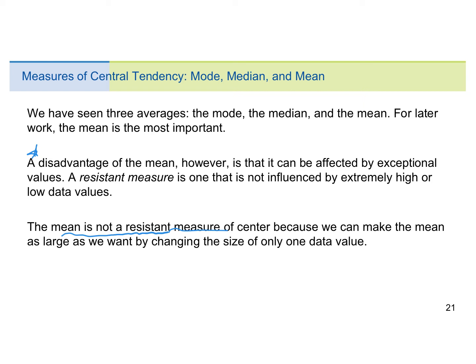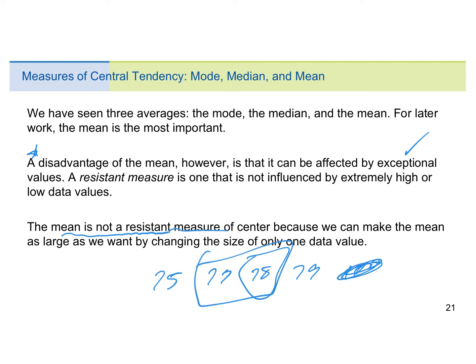So that 100 is considered an exceptional value, and it's going to make your test score, your average, go up. But if you think about a median, and you have 75, 77, 78, and 79 as your values, and you throw a 100 in there, well, your median is going to be 78. If the 100 wasn't there, your median would be the average of those two, which would be 77.5. So the addition of the 100 really didn't affect the median very much.